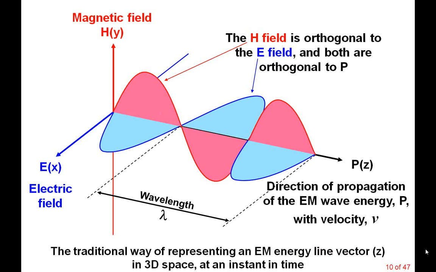That's the direction of propagation of the wave energy with the velocity v. This is a traditional way, as I said, of representing a line vector. Of course, the energy is usually propagating across some kind of volume or area in space. But if you could just see one line of it, it might look like that.